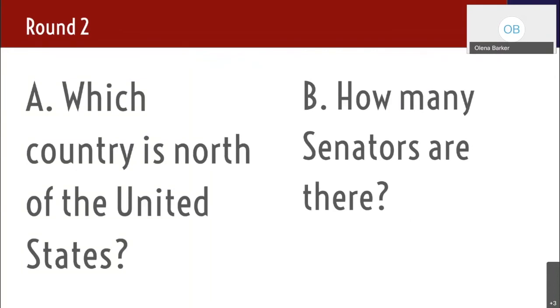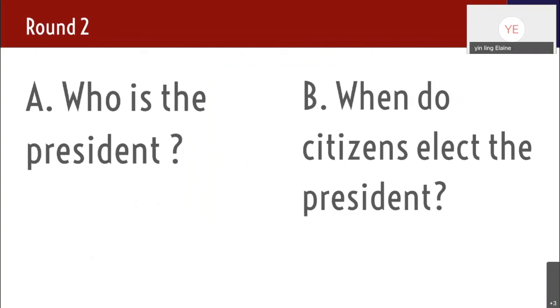How many senators are there? Okay, Gisela, read the B sentence. When do citizens elect the president? Olena, read the A sentence. Who is the president? Oh, very good.